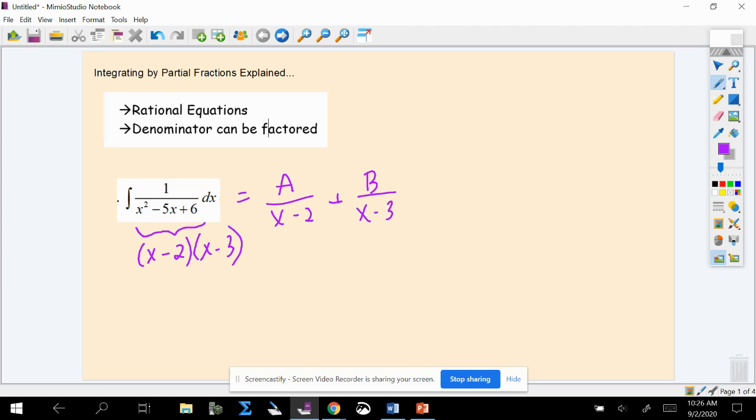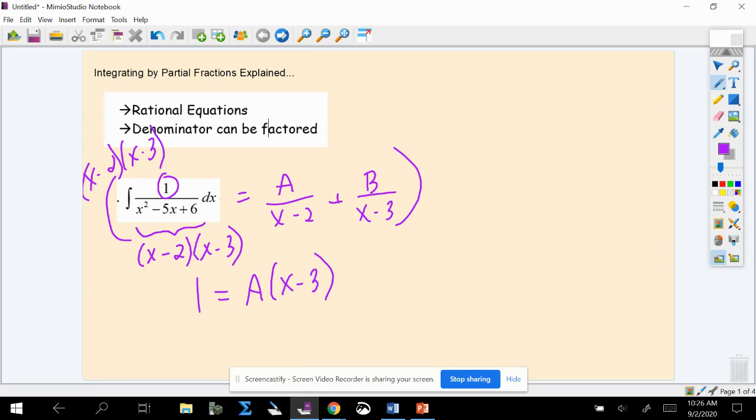So we're going to clear fractions, which means multiply by x minus 2, x minus 3. So when I do that, on this side, I'm just going to have a 1. I'm always going to be left with the original numerator. On this side, my A is going to be left with the x minus 3 because the x minus 2's will cancel. And my B will be left with my x minus 2.